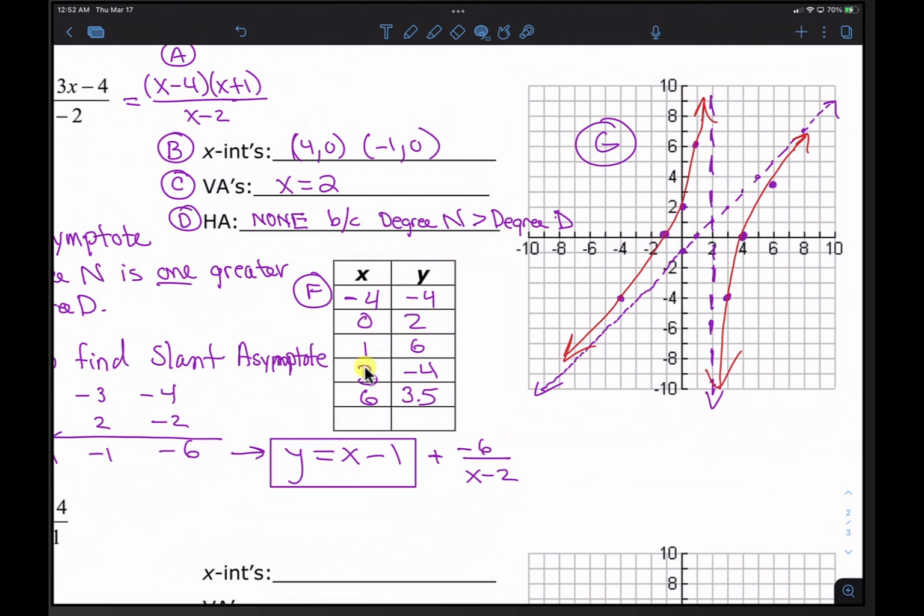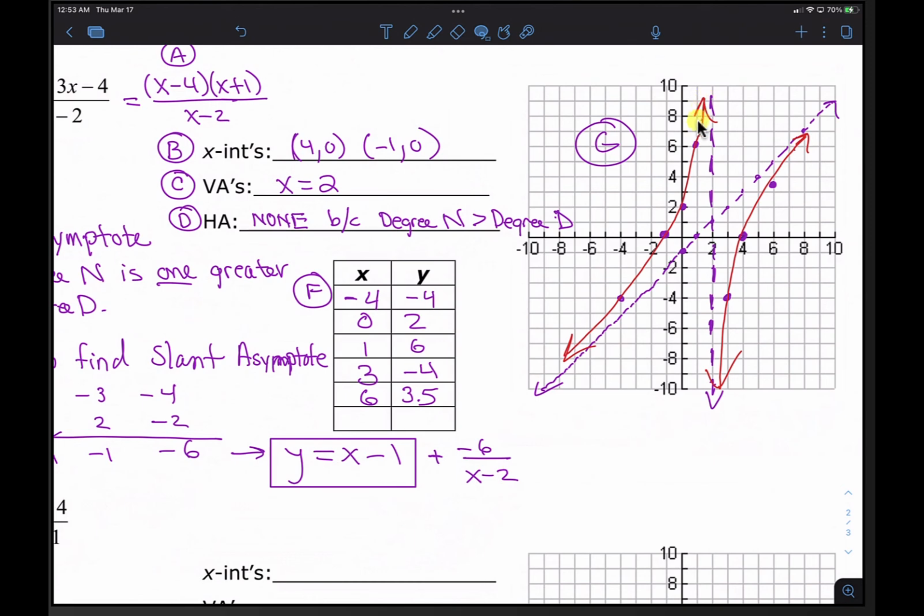We have these additional points from the table. We have -4, -4, which is this point here. The next point is 0, 2, which is here. We have 1, 6, which is up here. We have 3, -4, which is here. We have 6, 3.5, which is here.